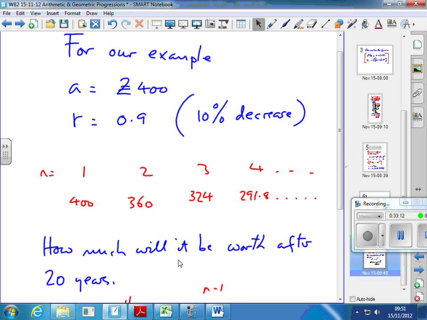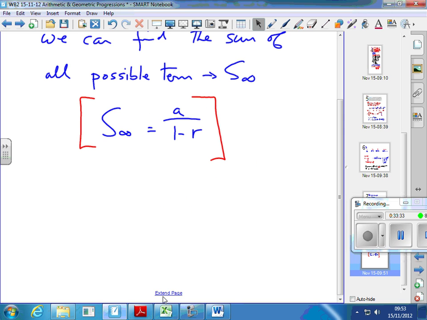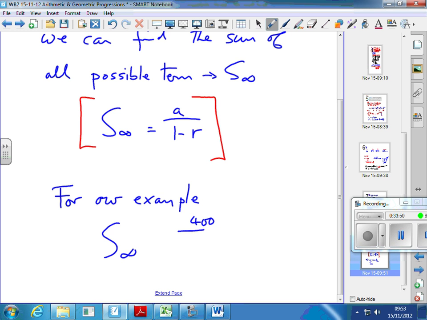The textbook takes you through how it's arrived at, but the formula turns out to be very straightforward. For a series where r is less than 1, the sum of all possible terms, the sum to infinity, is a over 1 minus r. So for our example, all possible money that we can get from this hire tool is just a, which is £400, over 1 minus 0.9.